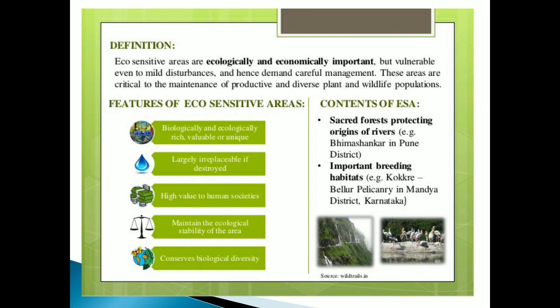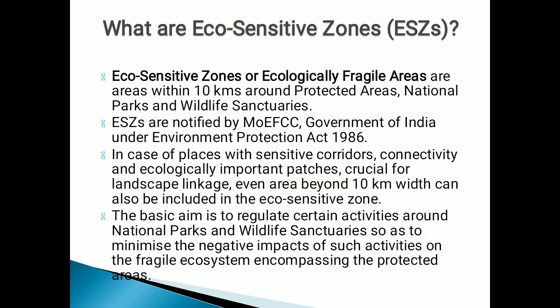Eco-sensitive areas are nothing but very ecologically and economically important areas. They are very sensitive, they have lots of biological and ecological importance, and are largely irreplaceable. That is why they can be destroyed easily. That is why we need monitoring or regulation there, to maintain the ecological stability of the area and conserve the biological diversity in that area. So a 10-kilometer line is drawn around any ecologically sensitive area, and a sensitive corridor is established. No resorts, no construction, and no illegal activities are allowed in that area. So a very good conservation method is through eco-sensitive zones.